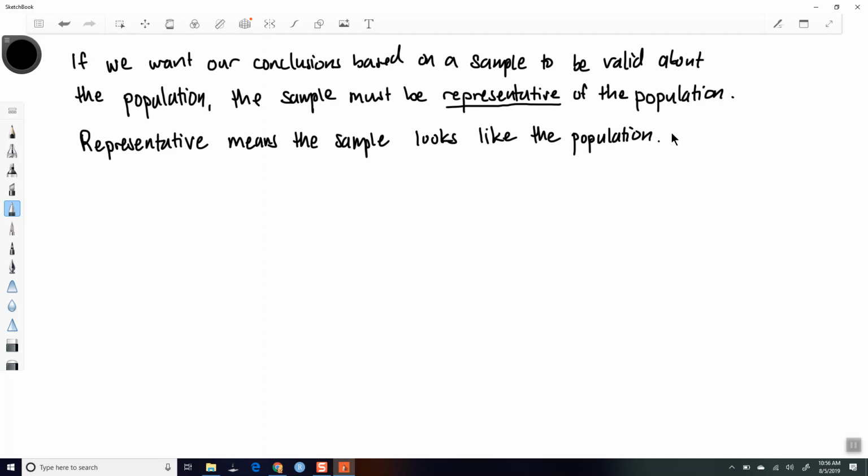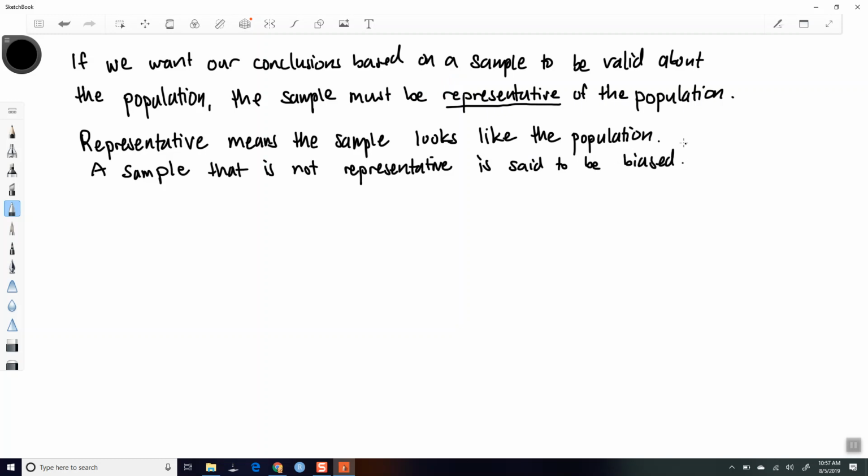And if it is not representative, the word we use to describe that is that we might have a biased sample. A sample that is not representative may be called a biased sample. Okay, it's really hard to get a representative sample.